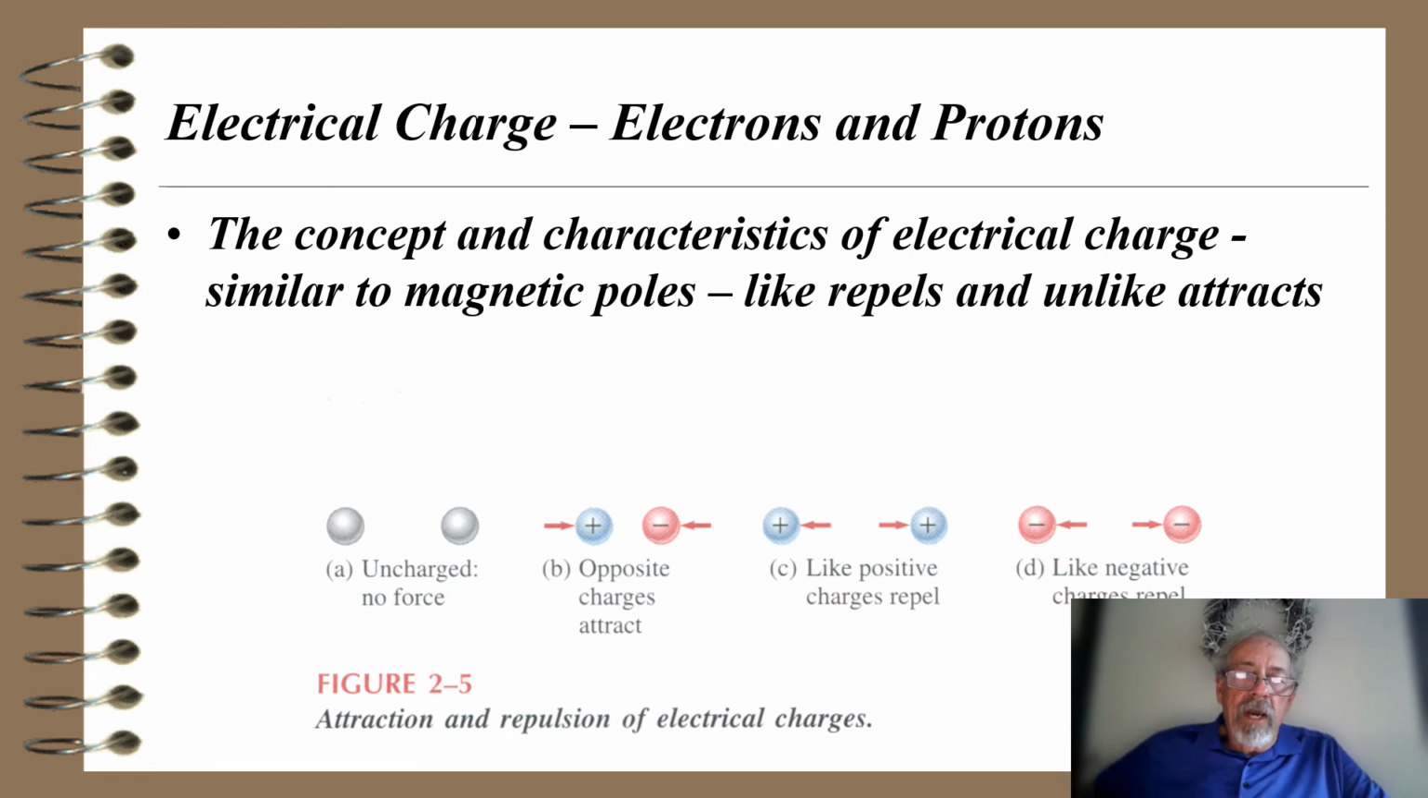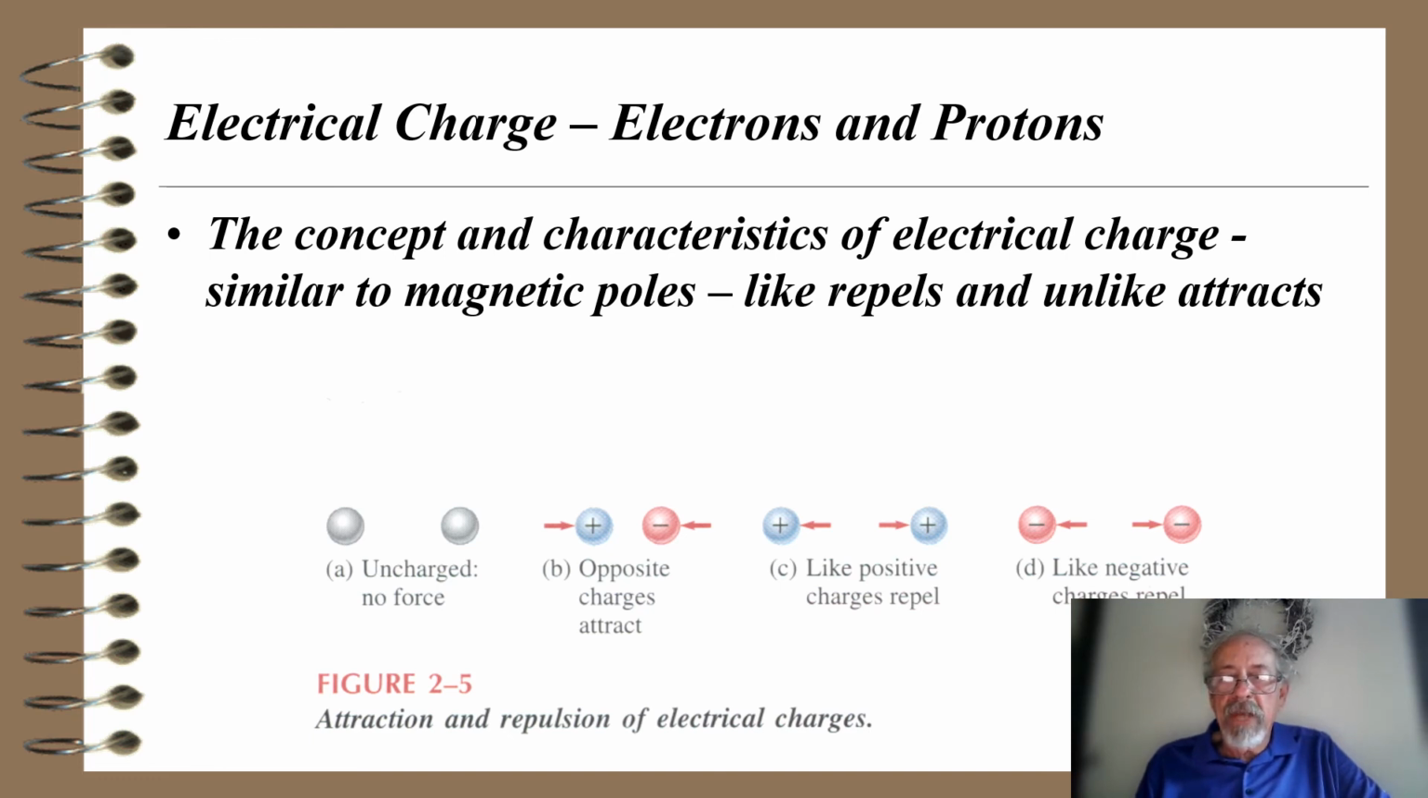So, electrical charge: this is the basis of electricity. We have things called electrons and protons, and the characteristics of electric charge are that they're similar to magnetic poles: like repels and unlike attracts. In the diagram, if they're uncharged, 2 objects, there's no force between them. If somehow we could charge one of those balls positive and one negative, opposite charges attract one another. If I could charge both of them positive, they'll repel. If I could charge both of them negative, they will repel also. So attraction and repulsion of electrical charges is what this diagram shows.